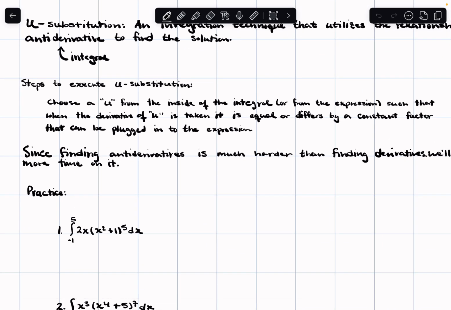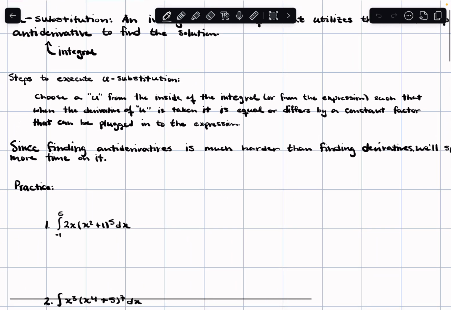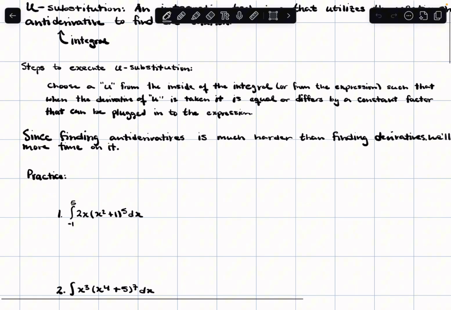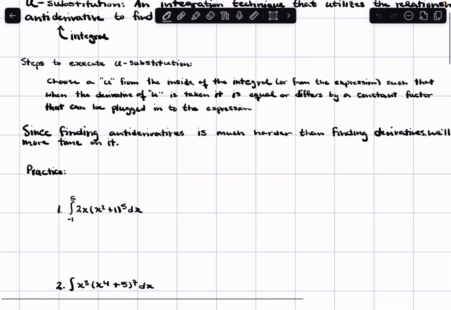Choose a u from the inside of the integral or from the expression such that when the derivative of u is taken, it is equal or differs by a constant factor that can be plugged into the expression. Since finding the antiderivative is much harder than finding derivatives, we'll spend more time on it today.